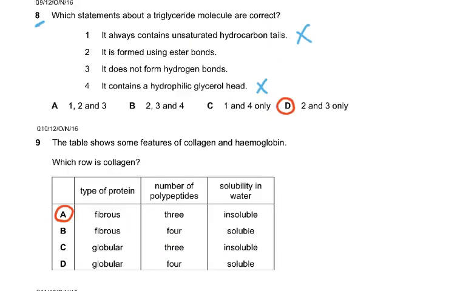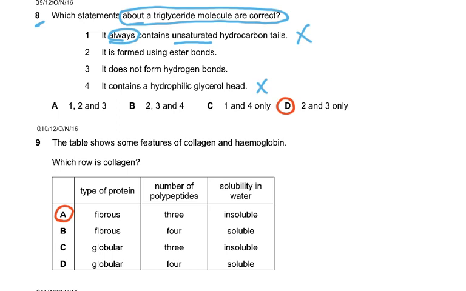Now, question 8, which statements about triglyceride molecules are correct? So you have to look at the incorrect ones. It always contains unsaturated. No, it can be saturated or unsaturated. There's no always. Is formed using ester bonds? Yes, that was correct. It does not form hydrogen bonds.